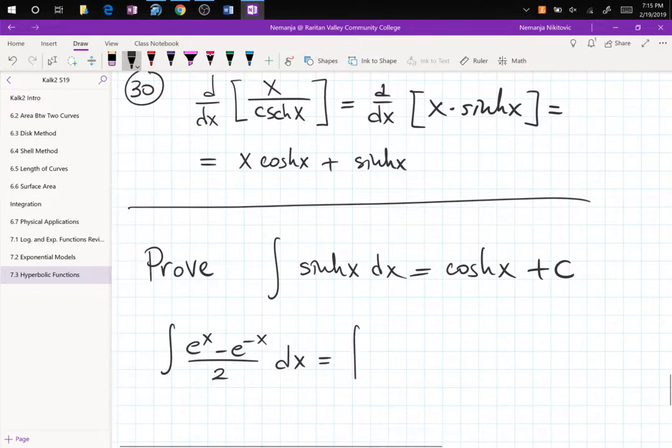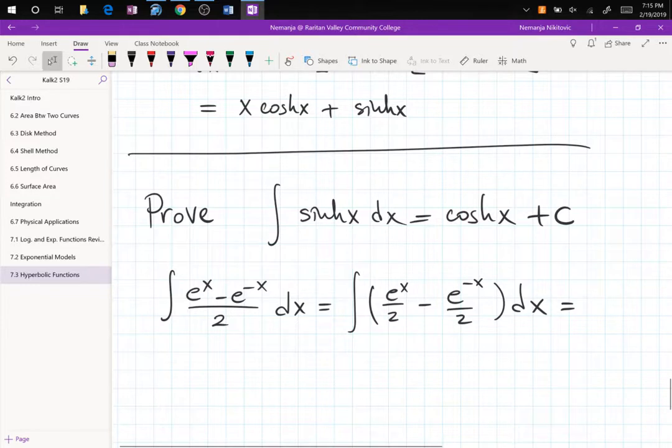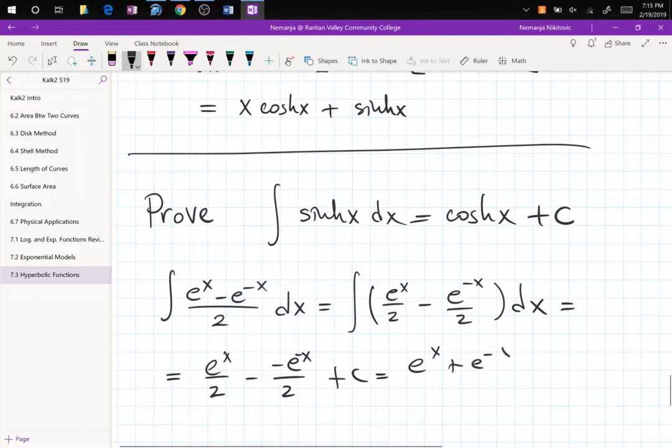Now, if you have trouble with this, you can split into two fractions, like this. And then you integrate each one separately. This one stays the same, minus the other one becomes minus e to the minus x over 2, and then we have plus c. So now you have e to the x, minus and minus gives you plus e to the minus x, common denominator is 2, plus c, which is, when you have a plus, a cosine hyperbolic x plus c. Done.